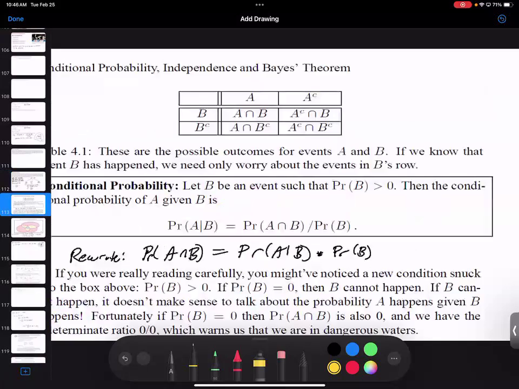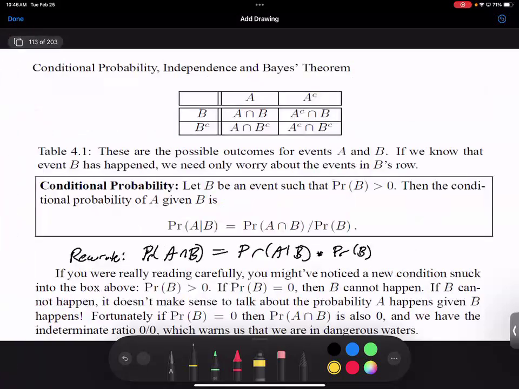Okay, so your conditional probability, independence, and Bayes theorem. So if I give you two events, A and B, and their complements A complement and B complement, here are the possibilities. I could have A and B. I could have A complement and B. I could have A and B complement, or I could have A complement and B complement.